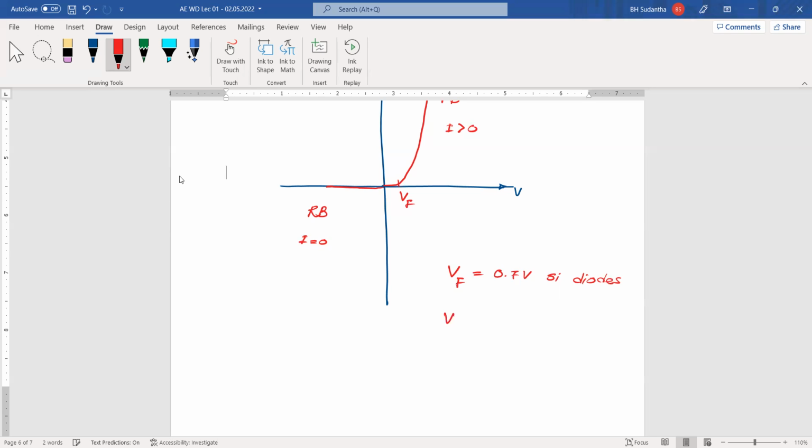Then VF will be 0.3 to 0.5 volts for germanium diodes.